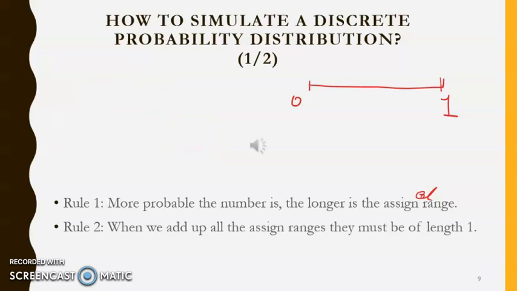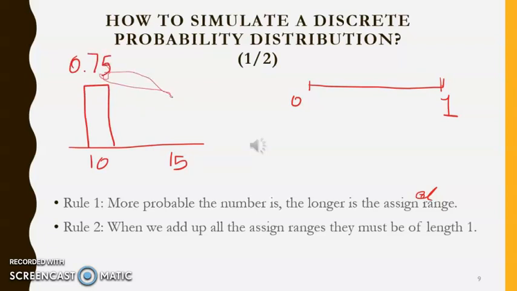Because I don't want you to get the impression that larger numbers are more probable, we have 10, we have 15, and here it is the probability of 10, 75, and here we have 15, that is 25. Nice. Now, the more probable the number, the longer is the assigned range. 10 is more probable, so the assigned range on this 0 to 1 range must be longer.